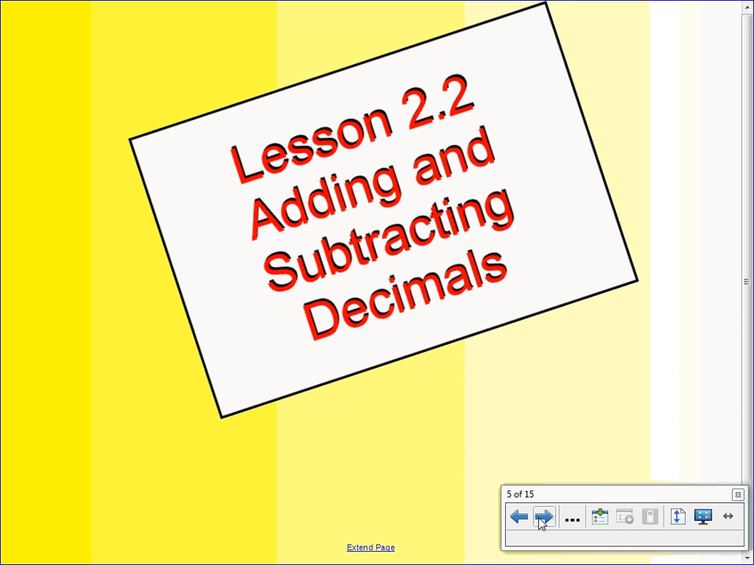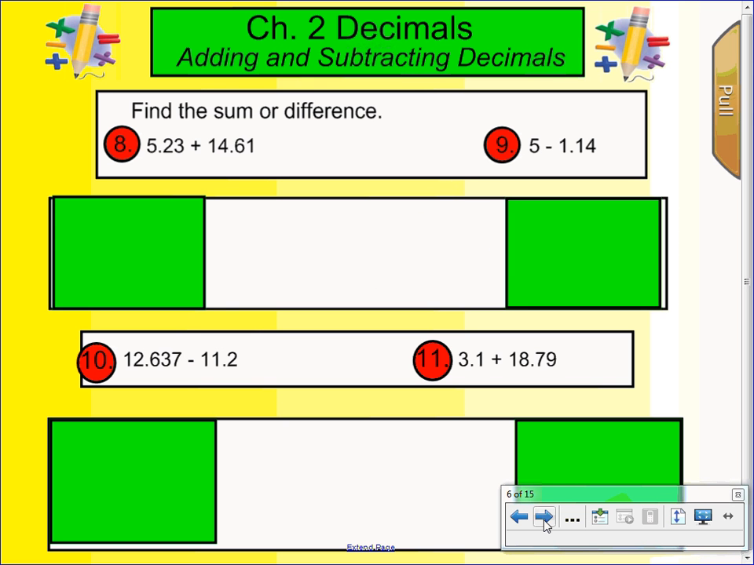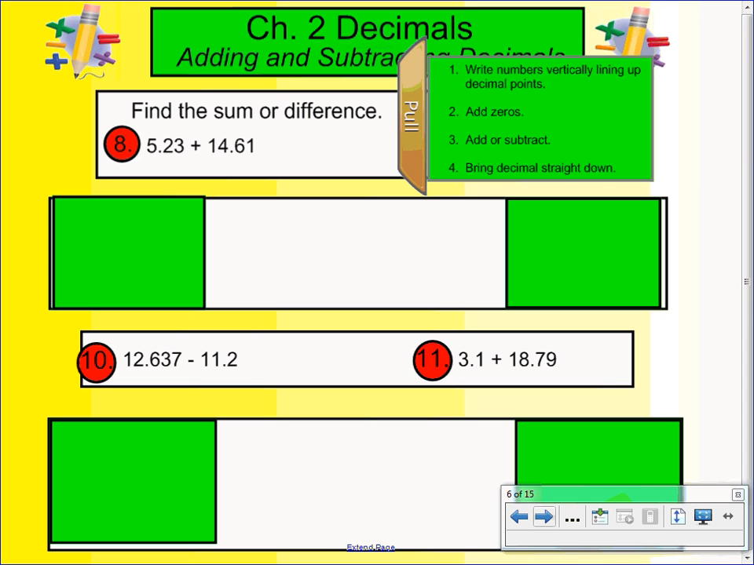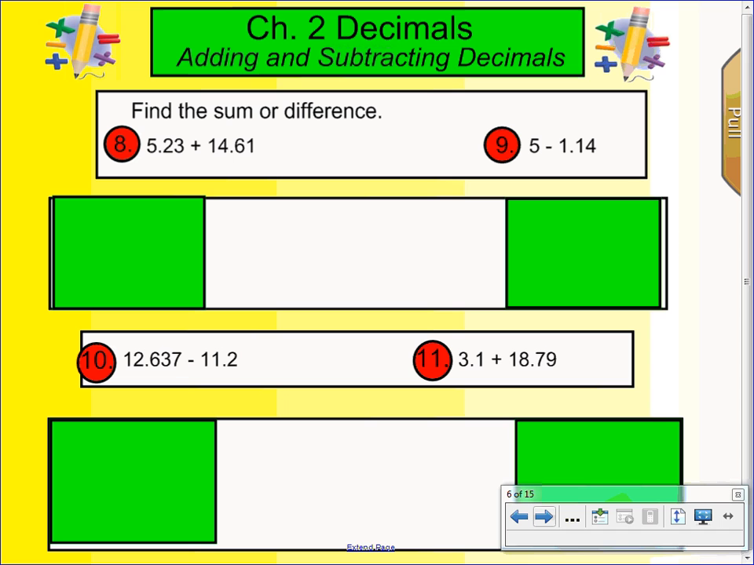Okay, let's go on to lesson 2.2, which is adding and subtracting decimals. In order to do this, I want you to use your graph paper and remember our rules for adding and subtracting. Write the numbers vertically, lining up the decimal points. Add any zeros that you need to so they have equal numbers of digits. Add or subtract, and then bring your decimal straight down. You have 4 problems here. Can you pause the videocast while you do these 4?